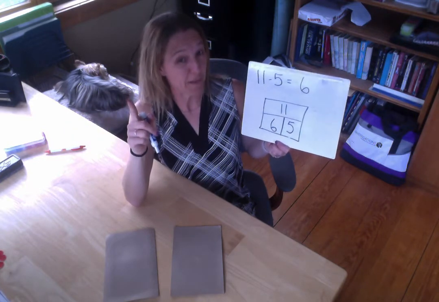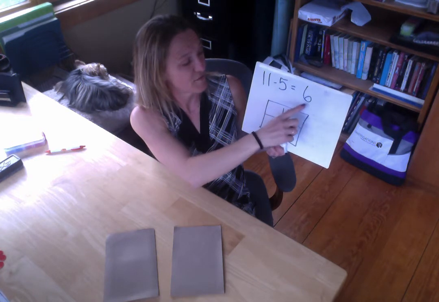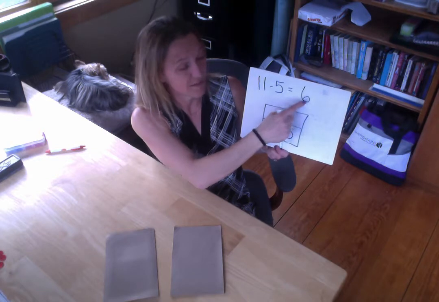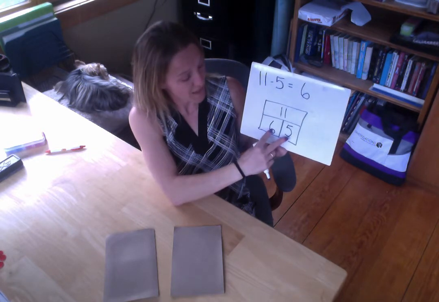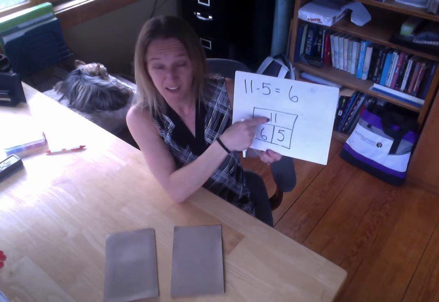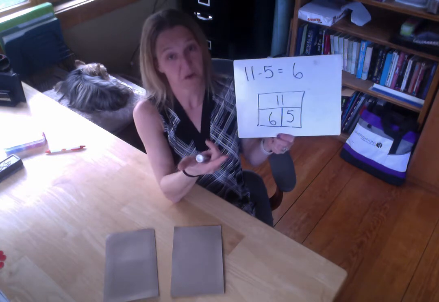I could have thought about my doubles, because I could have said, wait, if I know 5 and 5 is 10, I needed one more than 5. So if I knew these two right here, if this was a 5 and a 5 would make 10, but I needed 11, I know I needed one more than 5. That's another way.